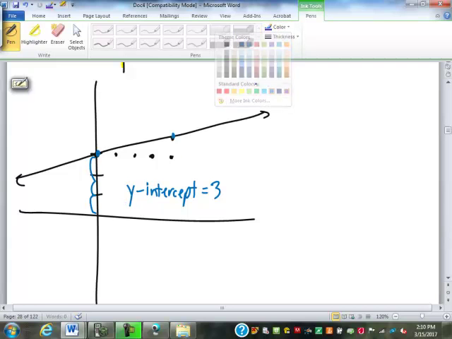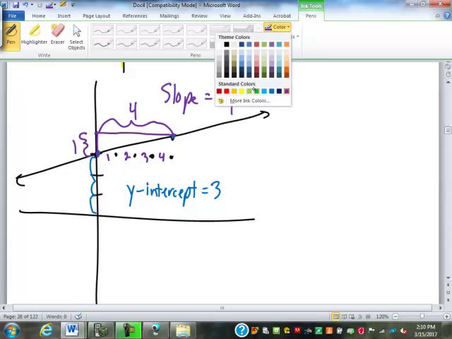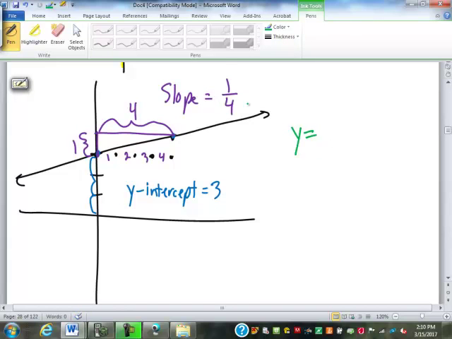To get from this point up to the next grid point, it is rising how much? 1, and it is running 4. Very good. So that gives it a slope of a positive 1/4. So the equation, y equals the slope times x, so 1/4 times x. It's a +3 y-intercept, so +3.